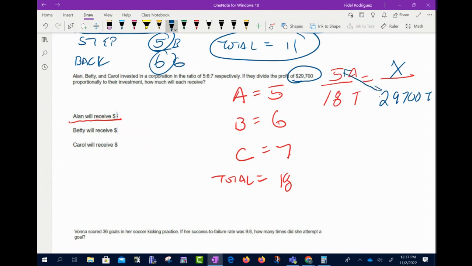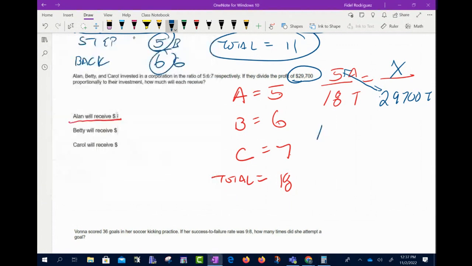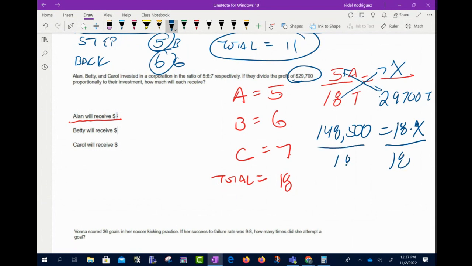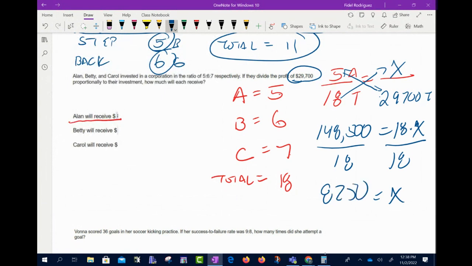So again, I would cross multiply. I would say, look, let's take our calculators, and we're going to take 5 times 29,700, okay? And that's going to give me 148,500. And then I'm going to take 18 times X, which is just an 18 times X. And then I'm going to divide everything by 18, right? So I can find X. So look, let's divide that by 18. And Alan is going to get $8,250, right? So right here, y'all, I would say, look, Alan is going to get $8,250, okay?